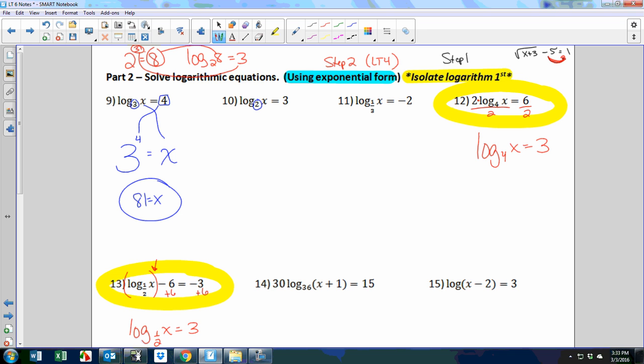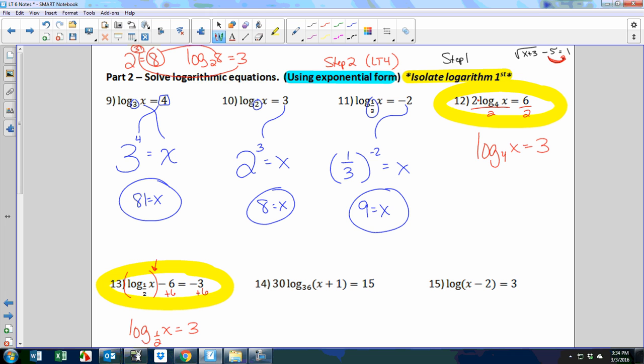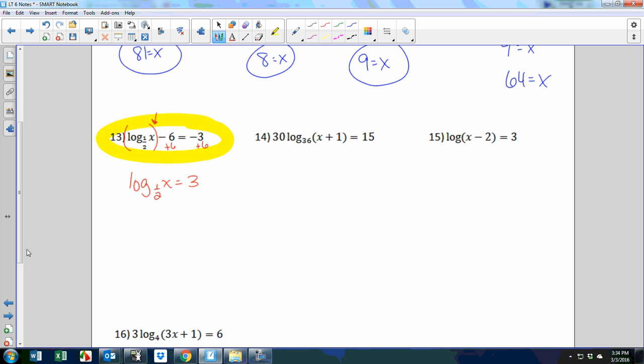Number 10, base 2, so 2 cubed equals x, so 8 is x. Number 11, 1/3 base, so 1/3 base to the negative 2 equals x. So that would flip the fraction 1/3 and square it, so 1/3 flipped is 3, square it, it's 9, so x is 9. Number 12, now that we did step 1, it's as easy as 4 cubed equals x, so 64 is x. Number 13, now that we've done step 1, it's as easy as 1/2 base cubed equals x. Cube your 1, cube your 2, 1/8 equals x.